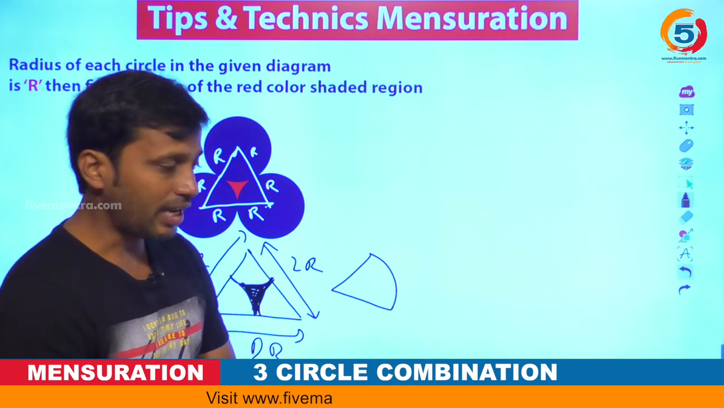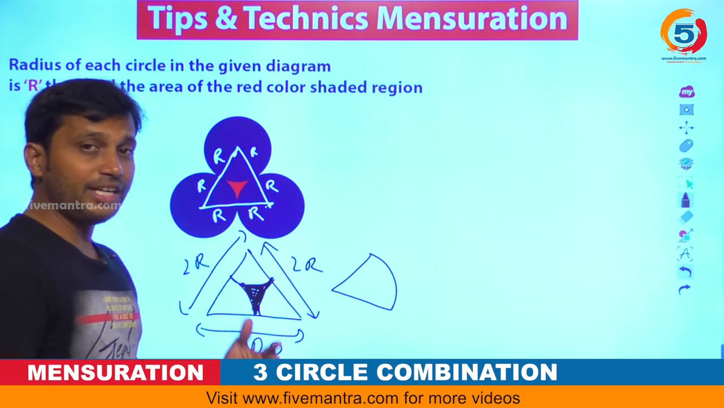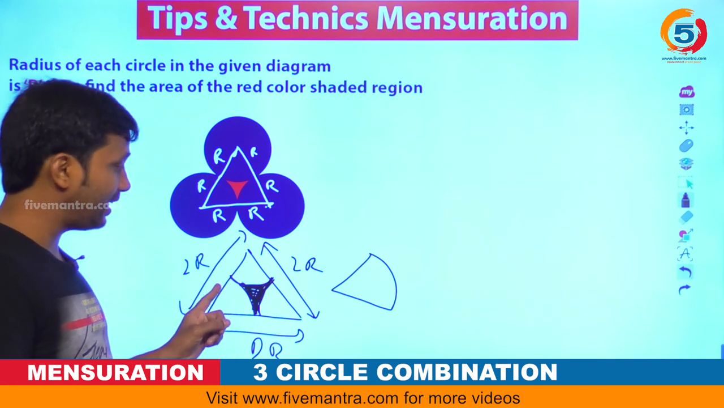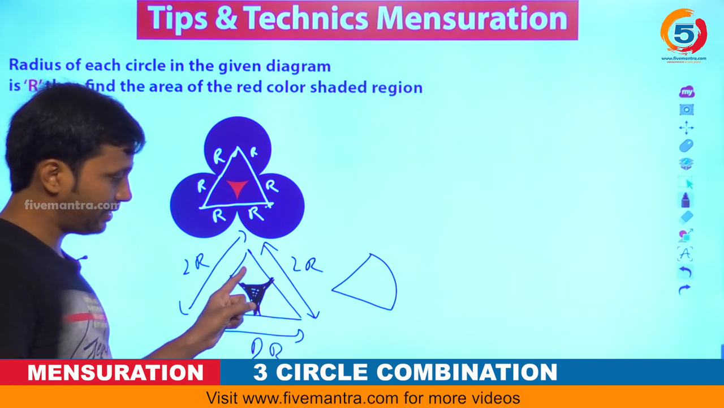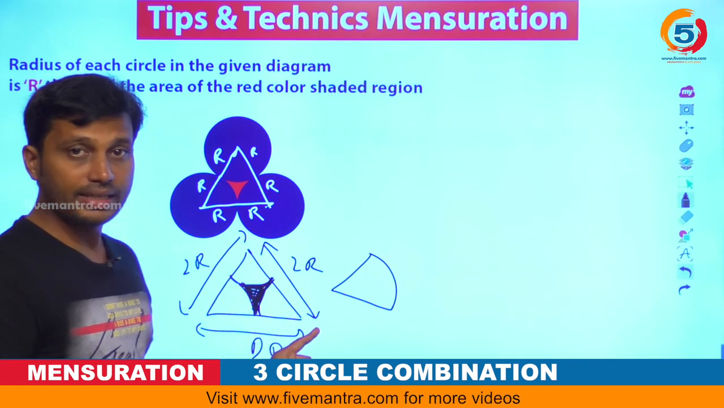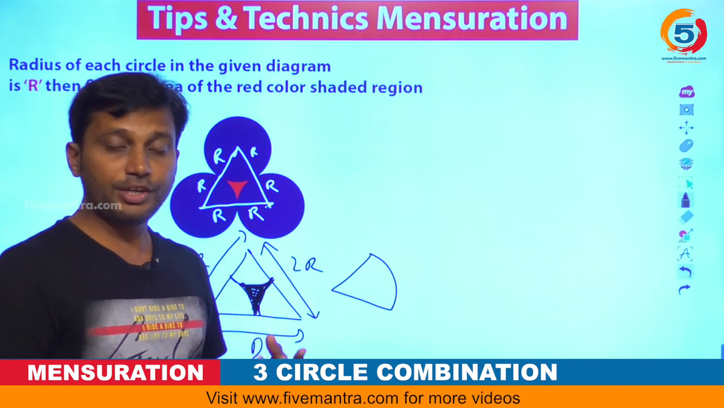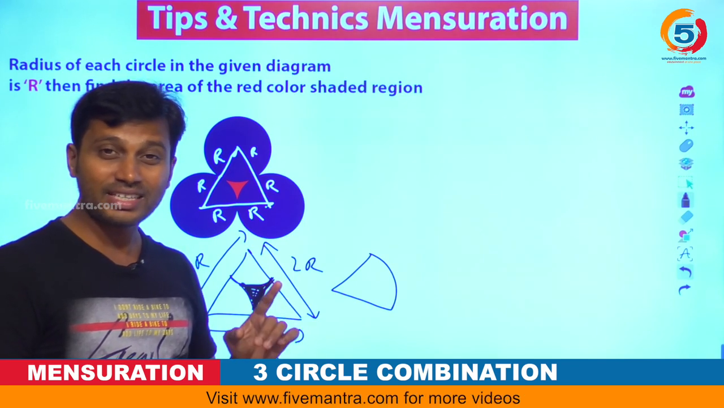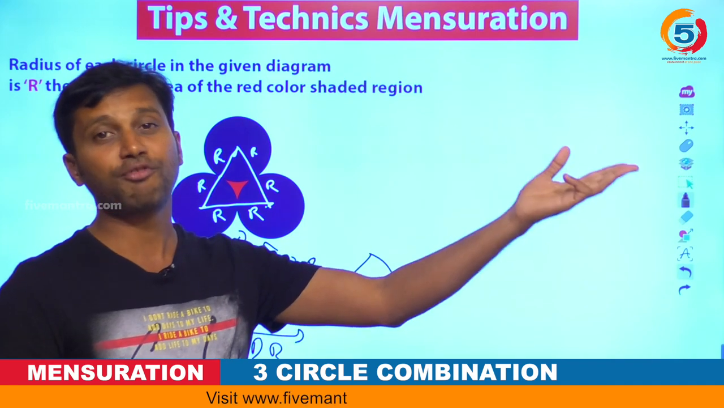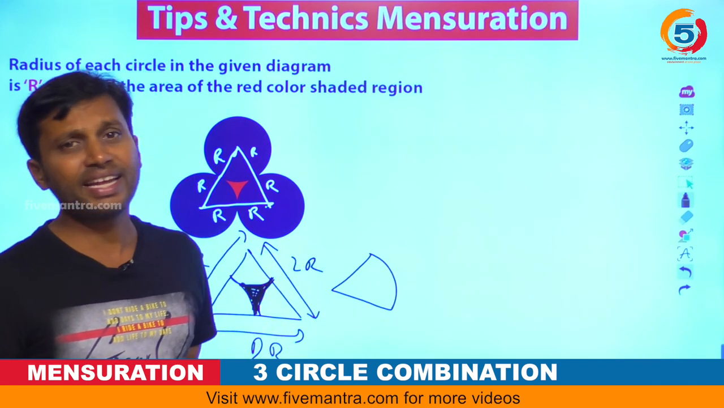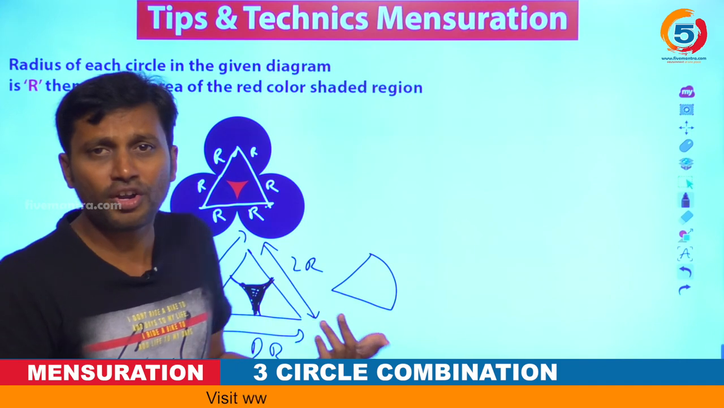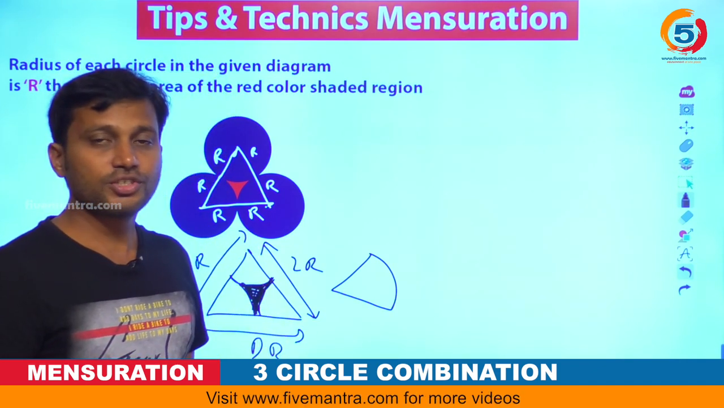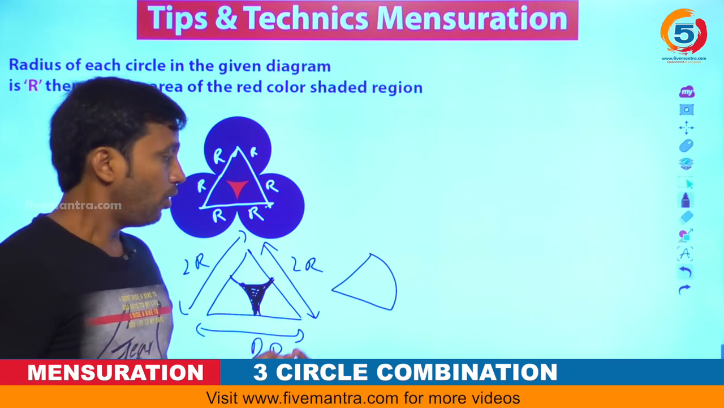Sector. Now tell me. So we need to find out the area of the triangle and the area of three sectors. This is one sector, this is one sector, and this is another sector. The areas of the three sectors combined should be subtracted from the area of the equilateral triangle. Then we get the required shaded region, or not. That's it. We can get the shaded region. So how to do them?